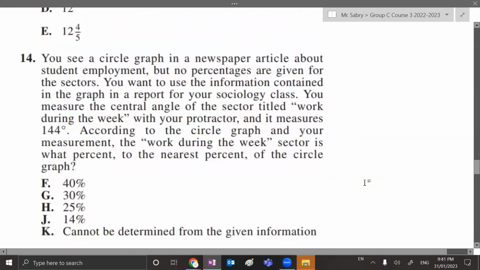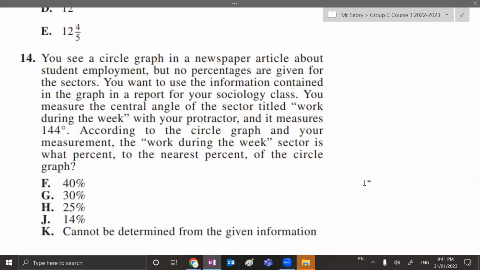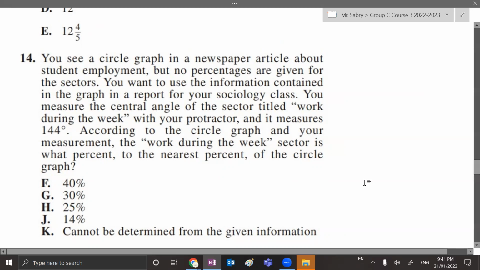It says here, you see a circle graph in a newspaper article about students' employment, but no percentages are given for the sectors. You want to use the information contained in the graph in a report for your sociology class. You measure the central angle of the sector titled Work During the Week with your protractor, and it measures 144 degrees. According to the circle graph and your measurement, the work during the week sector is what percent, to the nearest percent, of the circle graph?